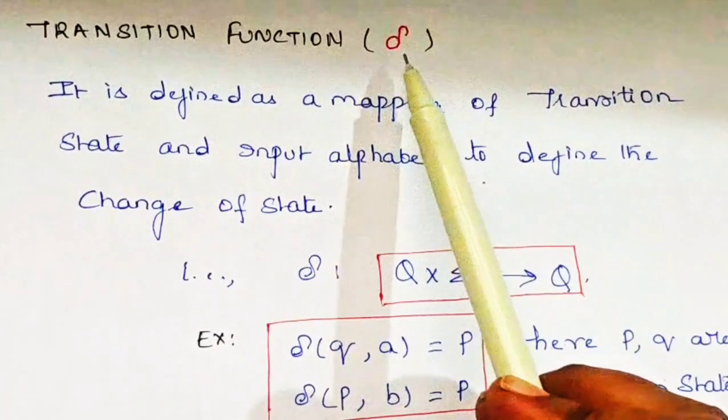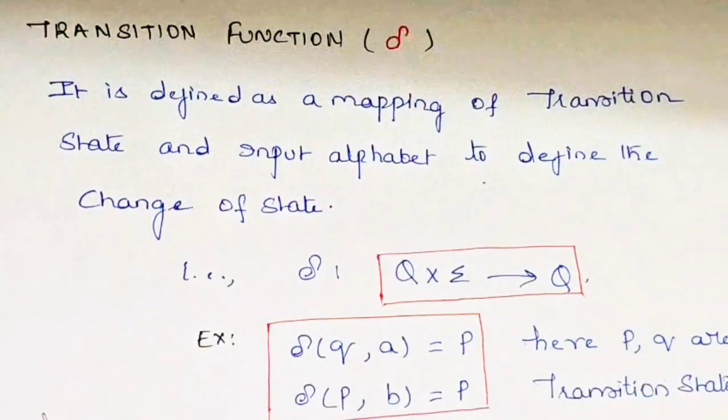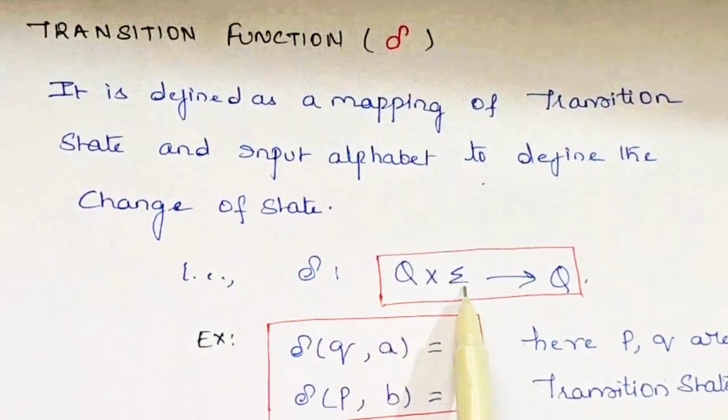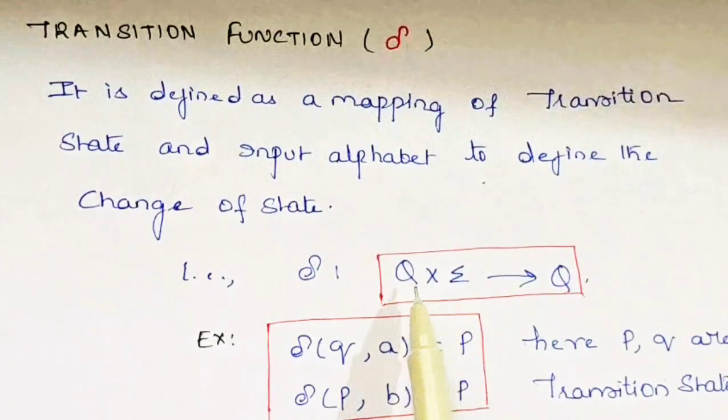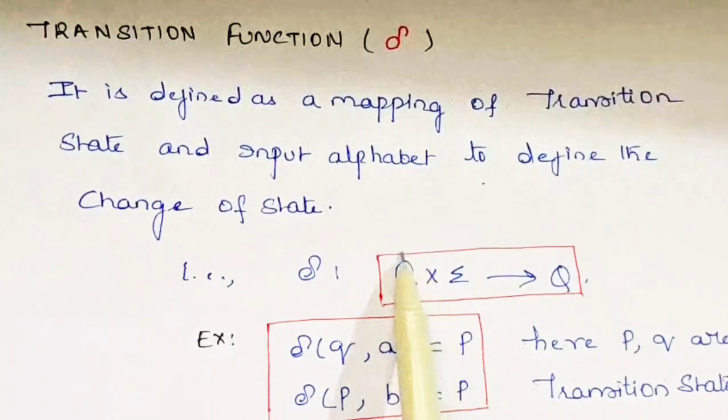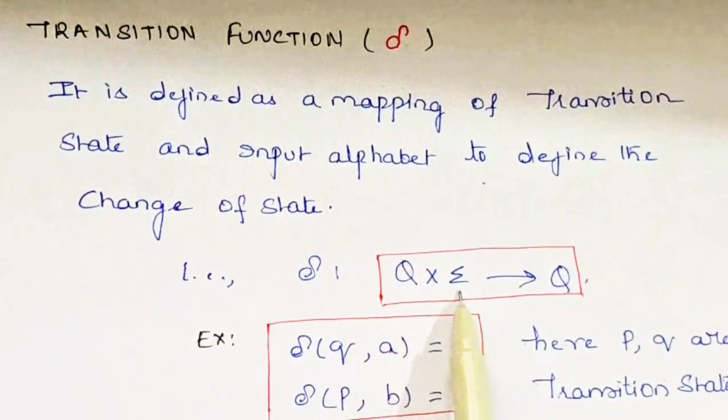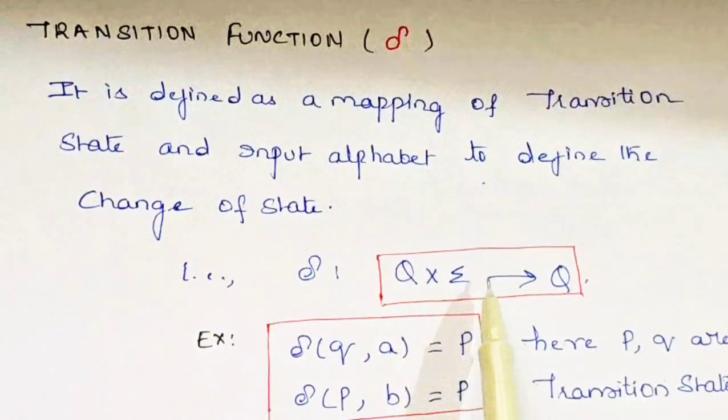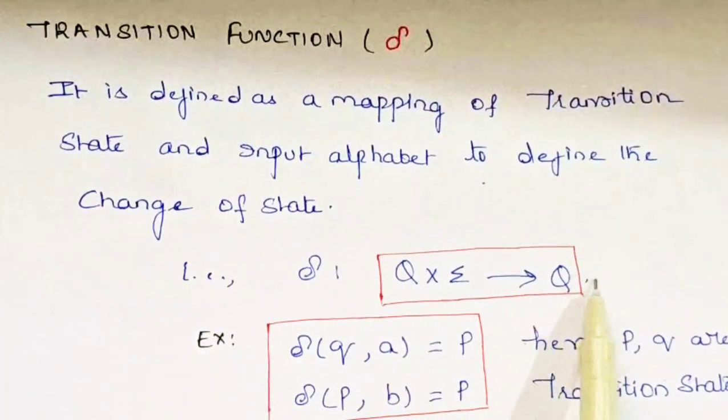Transition function. It is denoted by delta. The transition function is defined as the mapping of transition state and input alphabet. Here, the finite state machine from the current state Q upon reading an input symbol sigma will configure to the next state Q.